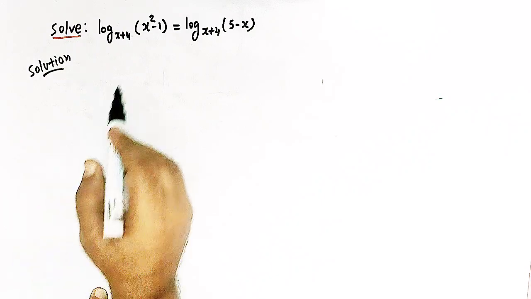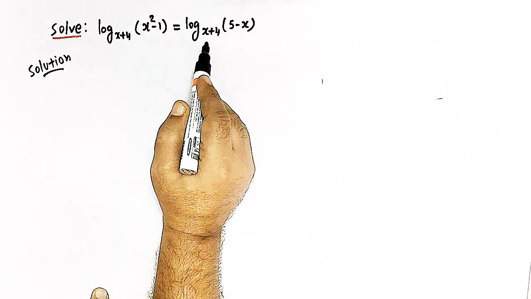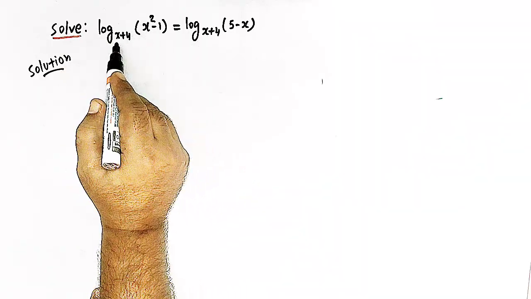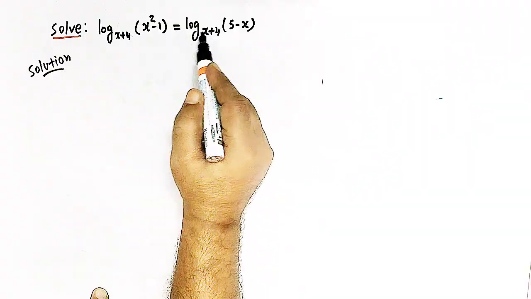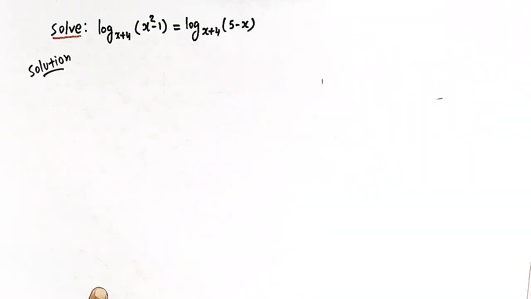Hello viewers, in this session we are going to discuss the solution of this logarithmic equation where we have logarithm of x square minus 1 to the base x plus 4 is equal to logarithm of 5 minus x to the base x plus 4, right?